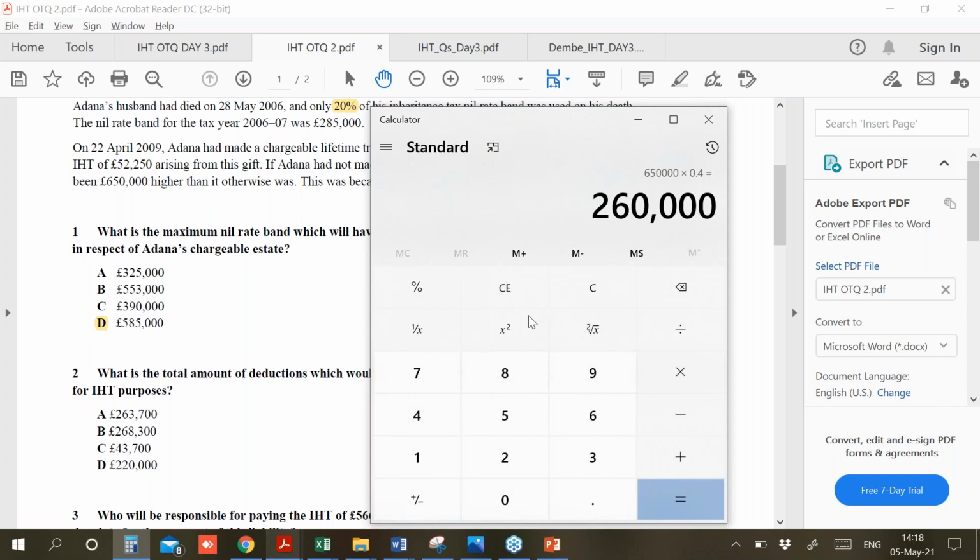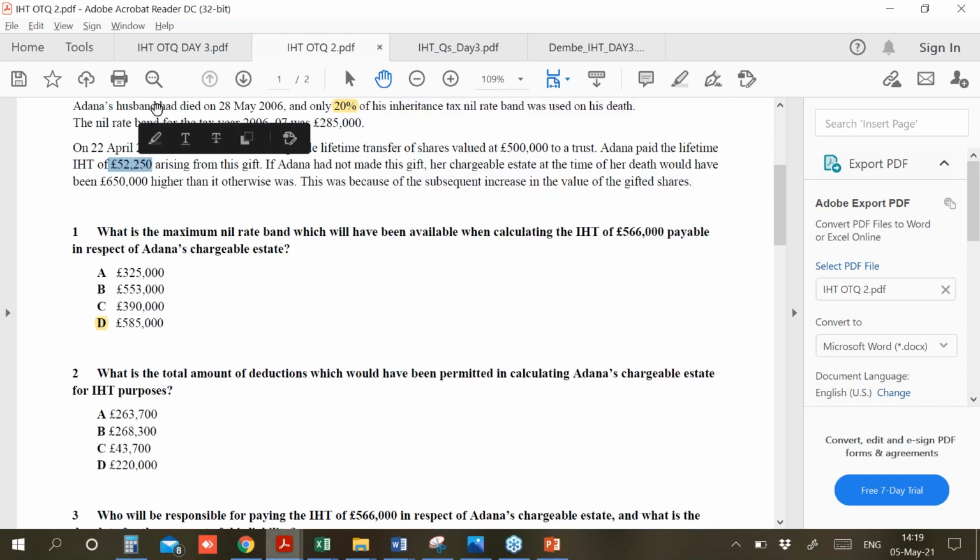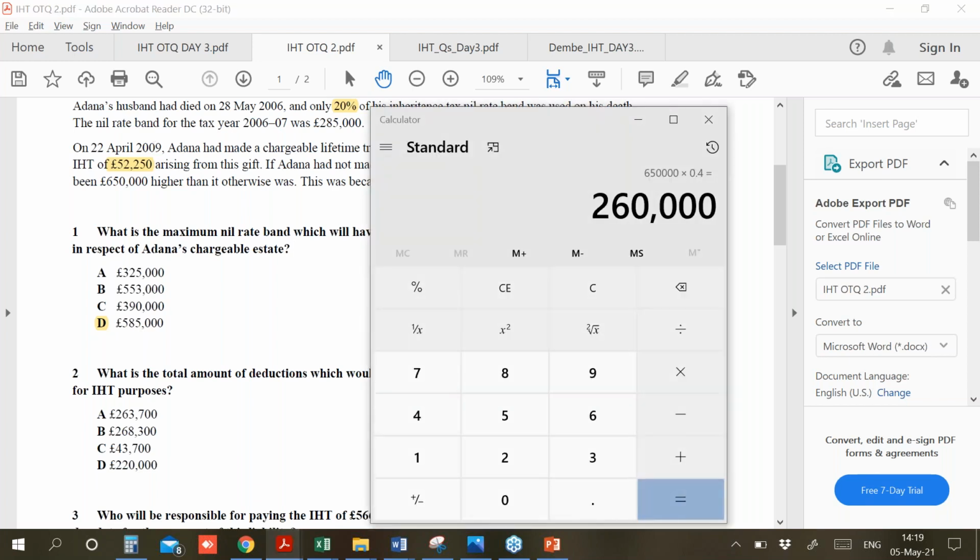But I have to tell her what was the additional amount of IHT that she would have paid. So I have to see how much IHT she already paid. It is also given in the question that it is 52,250. That was the amount of IHT that she has already paid. So I will deduct 52,250 out of that to check how much additional IHT she would have to pay.